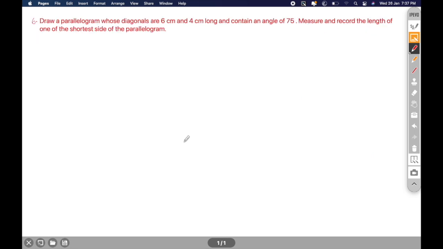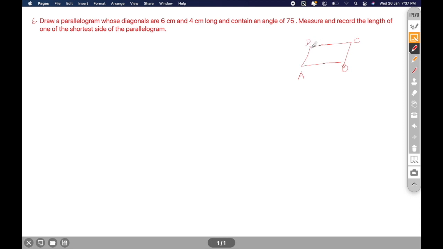This is question number 6. Draw a parallelogram whose diagonals are 6 centimeter and 4 centimeter long and contain an angle of 75 degree. Measure and record the length of one of the shortest side of the parallelogram. So let me draw a rough diagram first of all. So here suppose ABCD is a parallelogram.